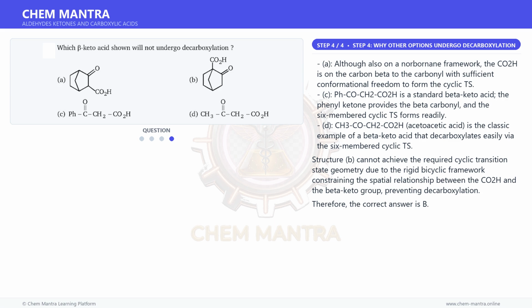CH3-CO-CH2-CO2H, acetoacetic acid, is the classic example of a beta-keto acid that decarboxylates easily via the 6-membered cyclic TS. Structure B cannot achieve the required cyclic transition state geometry due to the rigid bicyclic framework constraining the spatial relationship between the CO2H and the beta-keto group, preventing decarboxylation.